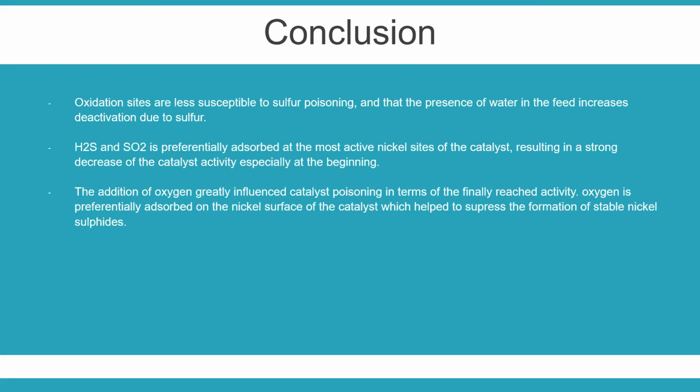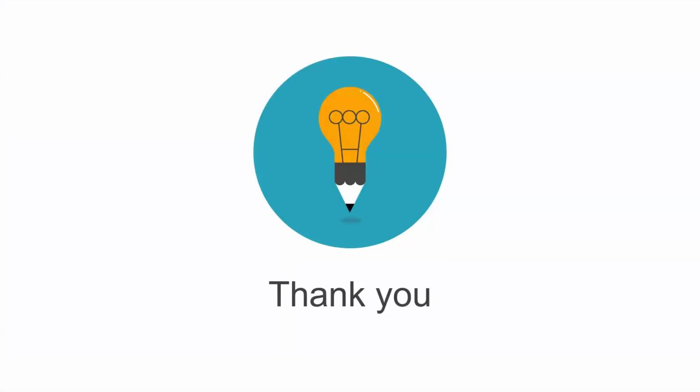In summary, the results show that sulfur poisoning by hydrogen sulfide was more pronounced than sulfur poisoning by sulfur dioxide. The addition of oxygen greatly influenced catalyst poisoning in terms of the final catalyst activity. Oxygen is preferentially adsorbed on the nickel surface of the catalyst, which helps the formation of stable nickel sulfide. Thank you for your attention.